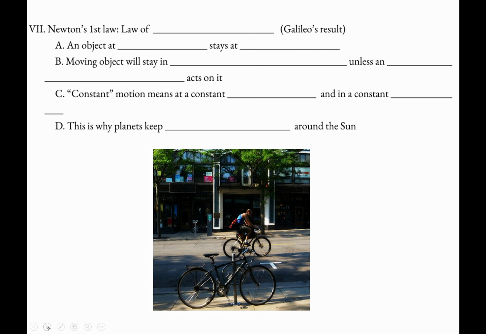Okay, so you're probably familiar in some sense with Newton's three laws. We're going to go over them, and I'm going to highlight a few things that are important because we're doing this because we're thinking about orbits. So Newton's first law is the law of inertia. This is Galileo's result, like we were just saying.